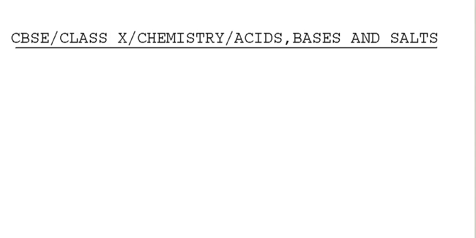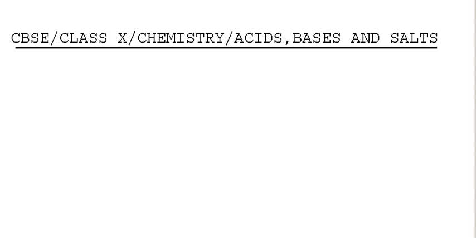So what we are going to do, we are going to take some indicators and then we'll take some acids and some bases and we'll see what is the effect of an acid and a base on the indicators. Now what are these indicators? Indicators are those substances which change color when they come in contact with any acid or any base.